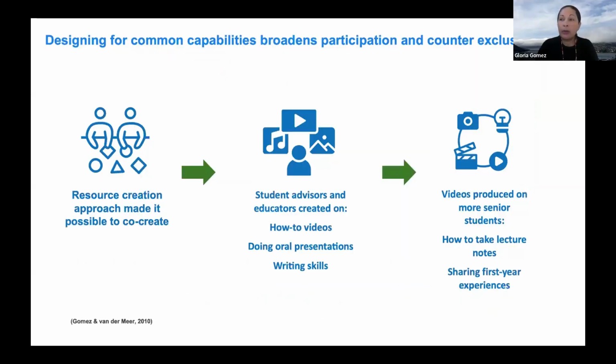Some resources were co-created. Academic and support staff produced how-to videos, like doing oral presentations or writing skills. Second and third year students participated in short videos explaining how to take lecture notes or sharing first year experiences. In this case, the BDP approach has provided a framework for engaging educators, students, and support staff to co-create resources using an online guided discovery instruction approach.